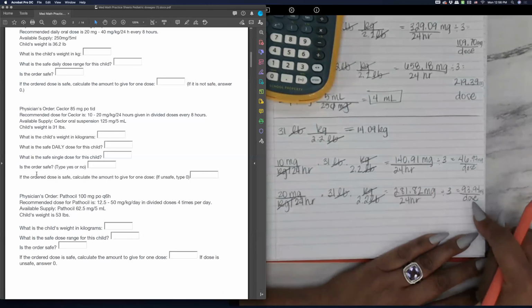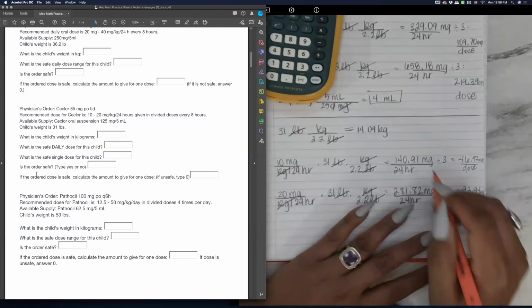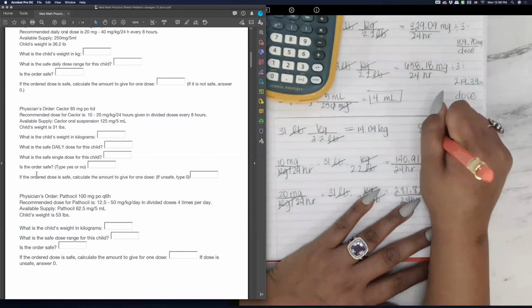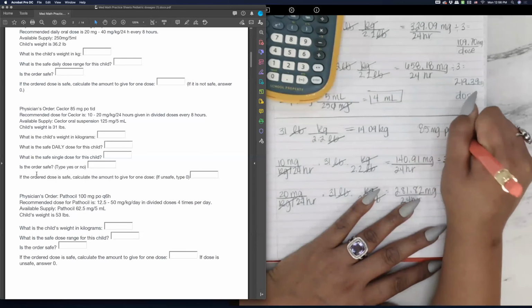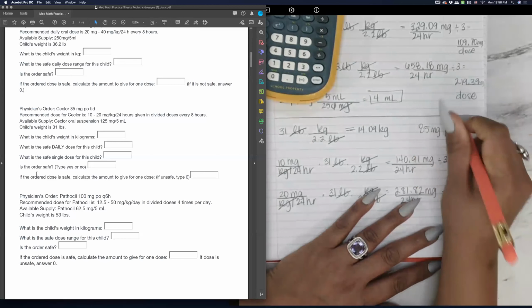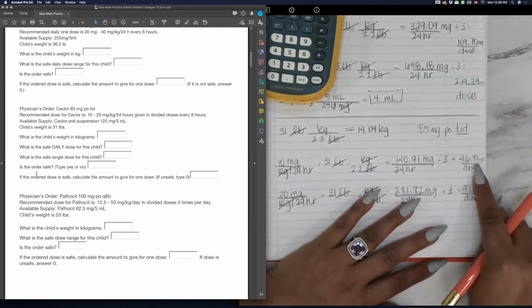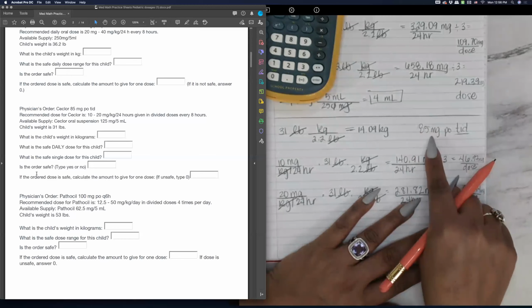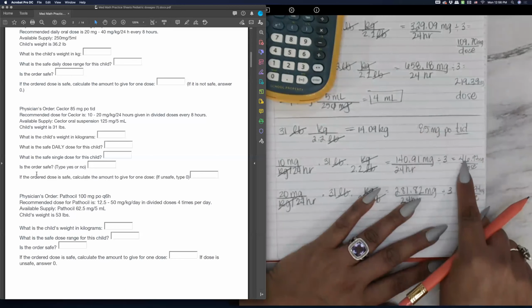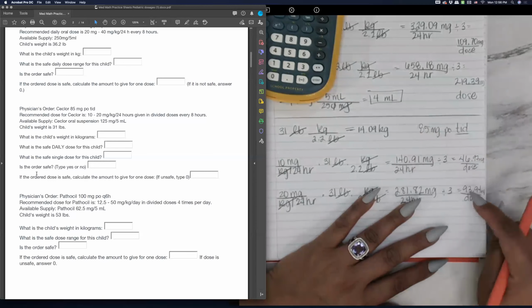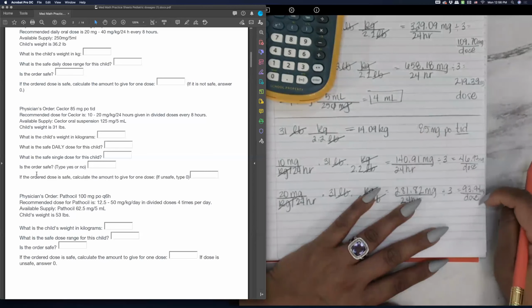Is the doctor's order safe? So the doctor's order was originally 85 milligrams PO TID. So 3 times a day. So this is your single dose order. So 85 is between our safe and therapeutic single dose range. So the order is safe, yes.